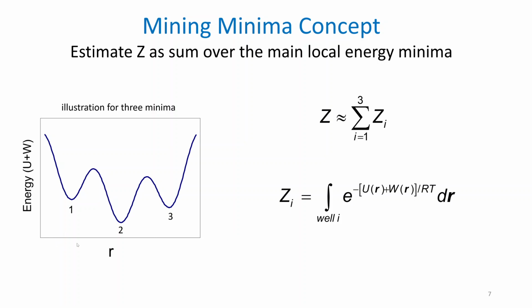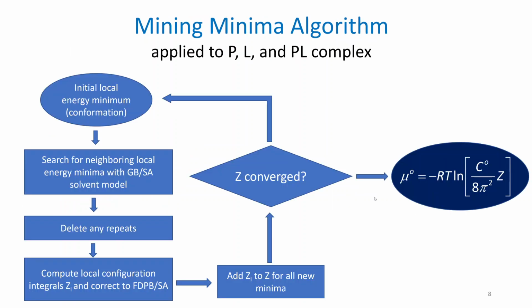If we have a coordinate over which the energy, so potential plus elevation free energy, varies and has these three minima, the biggest contributions to the configuration integral come from the deepest energy well 2, followed by the other two, 3 and 1. So we can estimate the overall configuration integral Z as a sum of local contributions from each of these wells. Within each well, we still have to evaluate this integral though, and we'll talk about how that works.